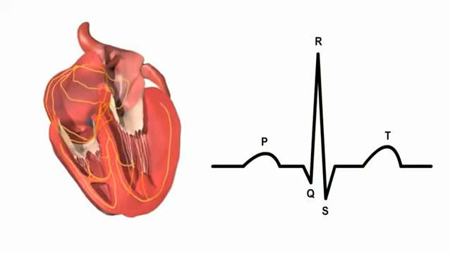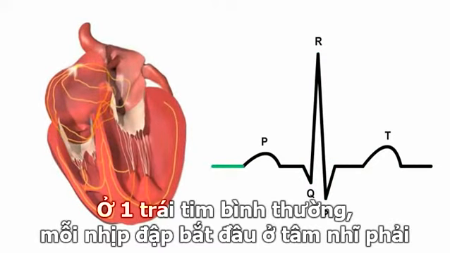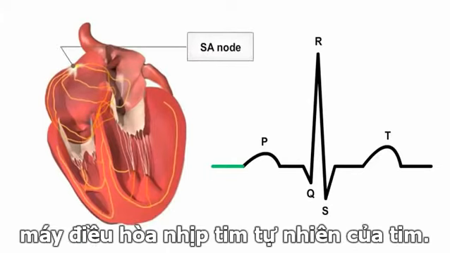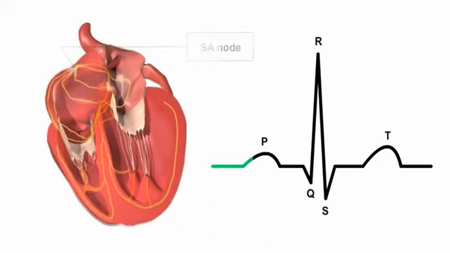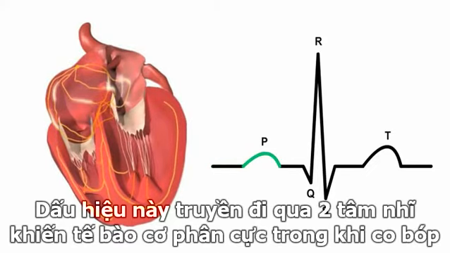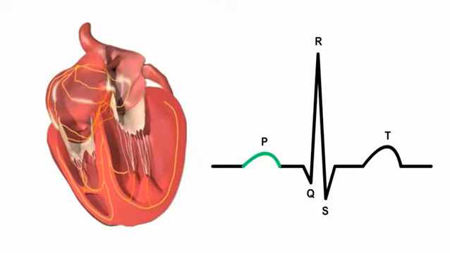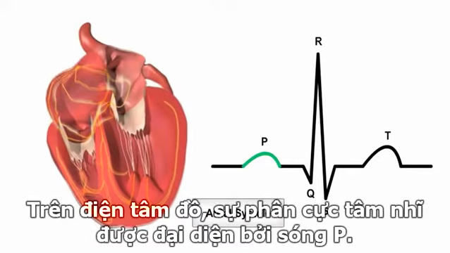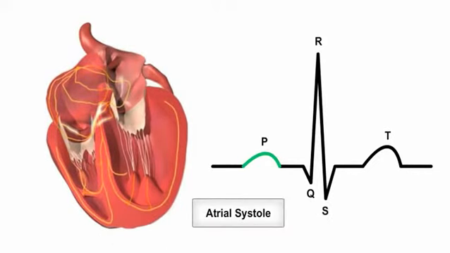ECG. In a normal heart, each beat begins in the right atrium with an action potential signal from the sinoatrial, or SA node, the heart's natural pacemaker. The signal spreads across both atria, causing the muscle cells to depolarize and contract, inducing a phase known as atrial systole. On the ECG, this atrial depolarization is represented by the P wave.